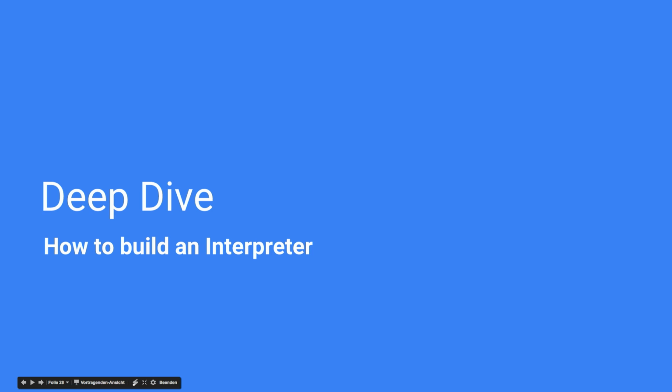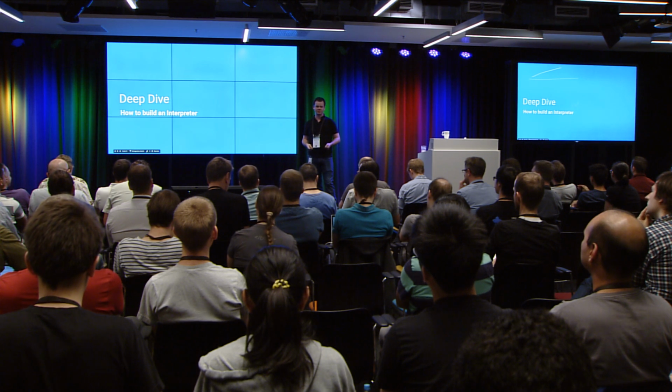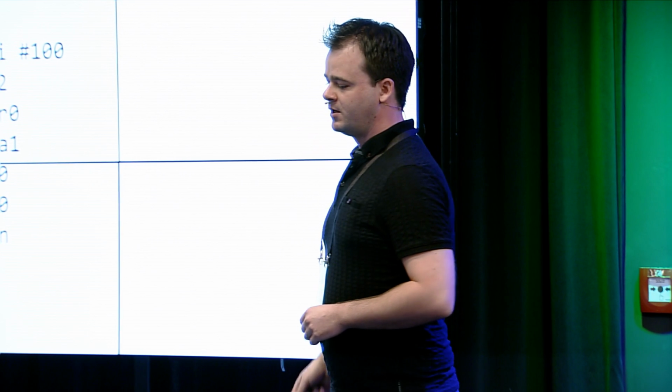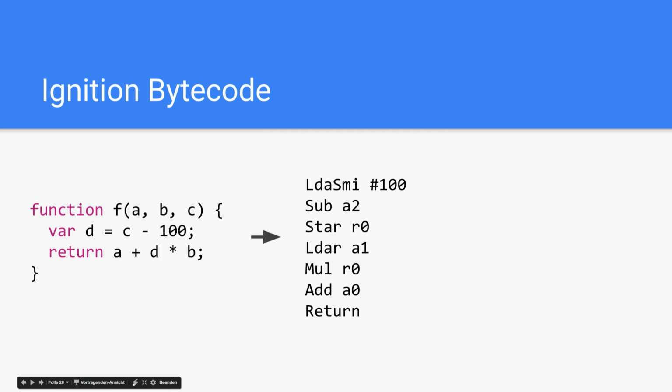So before going into the kind of higher level of how we get to those memory improvements and stuff, I just want to take some time to deep dive a wee bit into how we built the interpreter and how it actually works. So as I said, it's a bytecode interpreter. You take a function like this simple function here, and this is the bytecode that gets generated for that function.